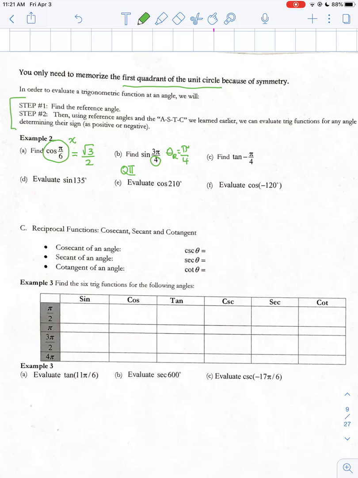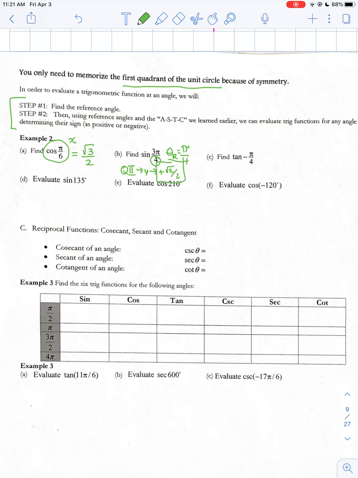Then I think about whether sine is positive or negative in quadrant 2. Sine is a y value, and the y value is positive in that quadrant. Then from there, what is sine of pi over 4? If you have the first quadrant memorized, sine of pi over 4 is radical 2 over 2. And so my answer is positive radical 2 over 2. That's how you would do it using just the first quadrant values.